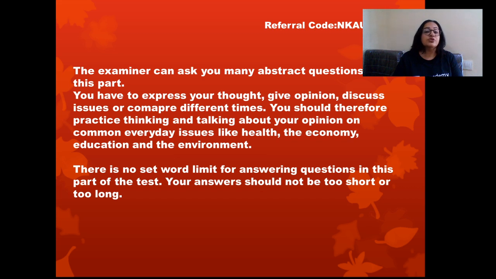Here the examiner can ask you many abstract questions, and you have to express your thoughts, give opinions, discuss issues, or compare different times. I'm sorry, there is a spelling mistake in compare. Please don't take it that way. It's compare different times, and you should therefore practice thinking and talking about your opinion on common everyday issues like health, economy, education, and environment. These are certain topics which are generally asked in the IELTS speaking discussion questions.